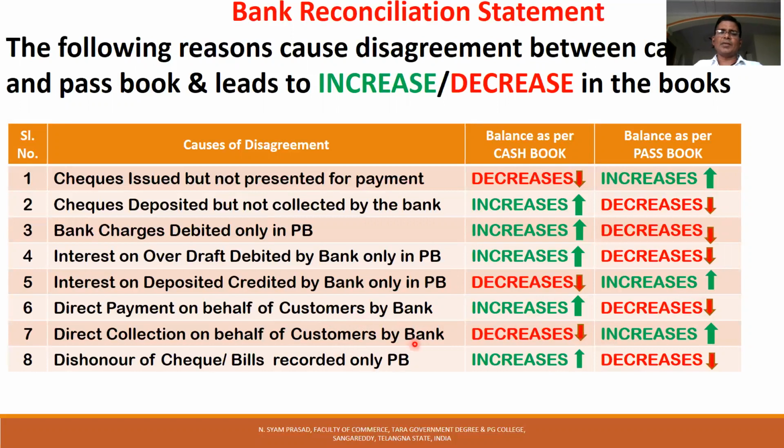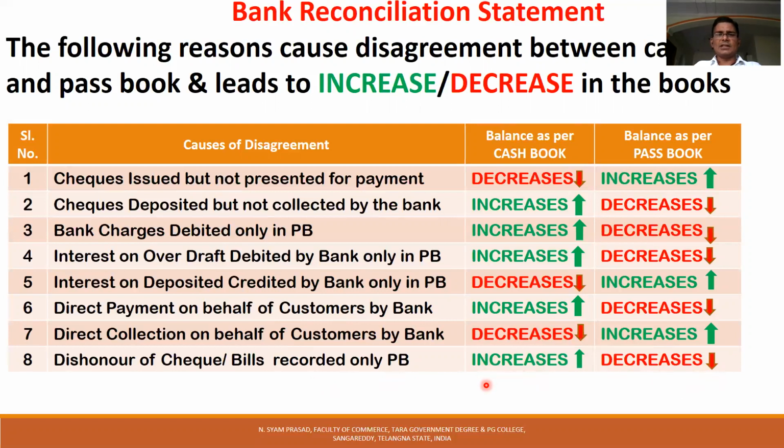Direct collection on behalf of customers by the bank. Some customers may directly pay into the bank account. Whenever customers directly pay into the bank account, the bank balance as per passbook increases, but there is no intimation, so here the cash book balance decreases. Checks, bills dishonored: automatically, when checks or bills are dishonored, the banker is going to debit our account, so the passbook balance decreases. And there is no intimation, so our cash book balance increases. That is because they are reverse and opposite to each other.